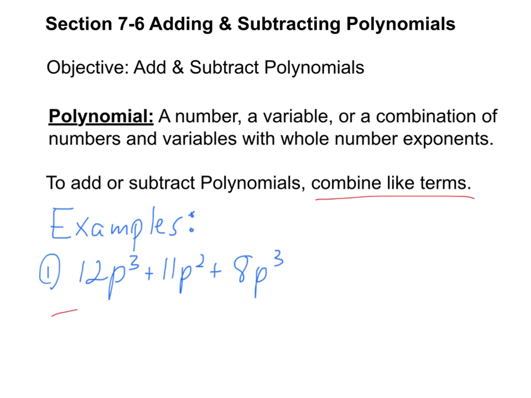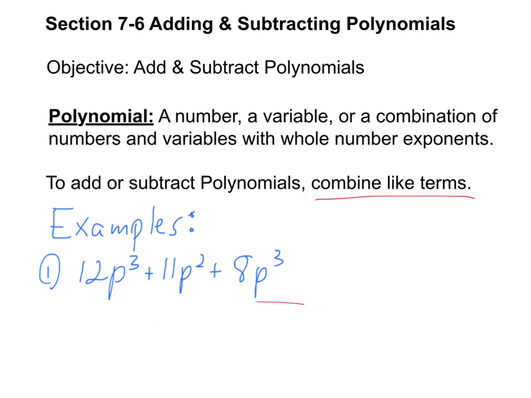So if you look here, example number 1, 12p to the third power plus 11p squared plus 8p to the third power, this is a polynomial. There are many types of polynomials. This is one that you will see, but there are lots of different types that you will come across. Some will have more terms than others, but in this case, this one has 3, and our goal is to add and subtract these things.